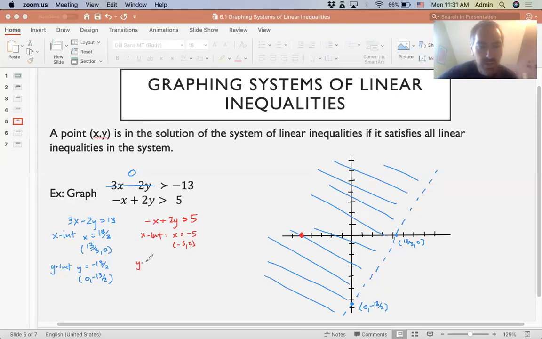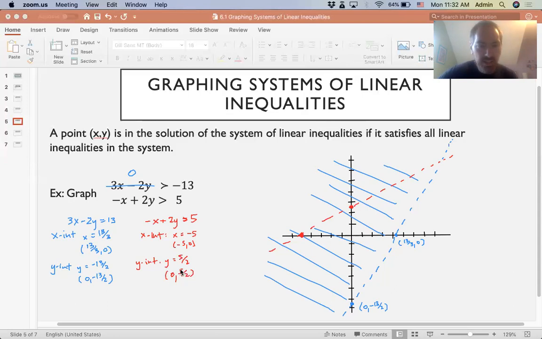And then the y-intercept is found by letting x go to 0. And so we've got 2y equals 5, divide both sides by 2. That's 5 divided by 2, or 5 halves, which is 2.5. I'll graph the 2.5 between 2 and 3. And again, we have the strictly greater than, so I will use the dashed lines here. Okay, and I want to make sure that we see that these two lines will intersect further up here, but they will intersect, they will cross each other.